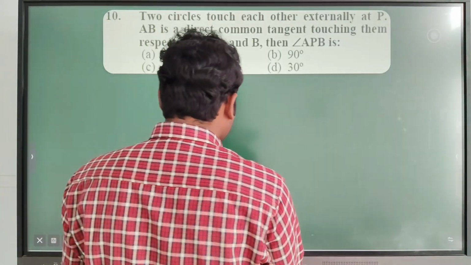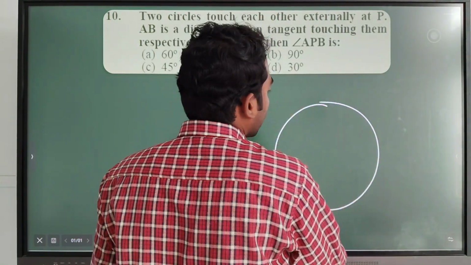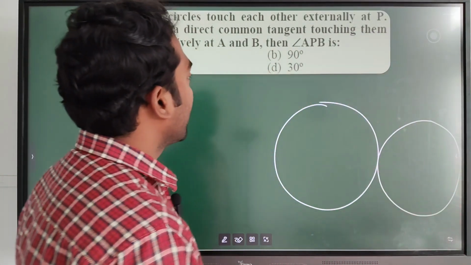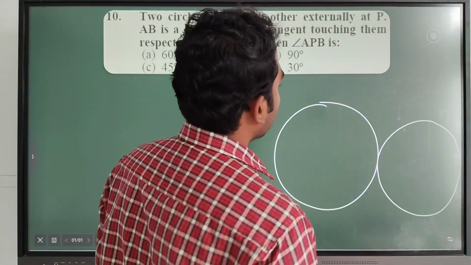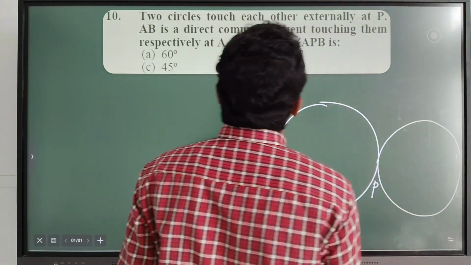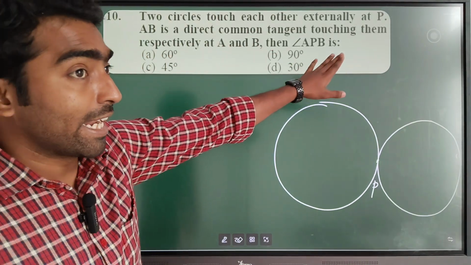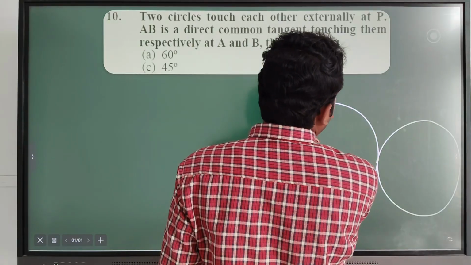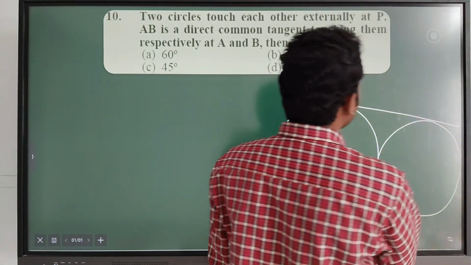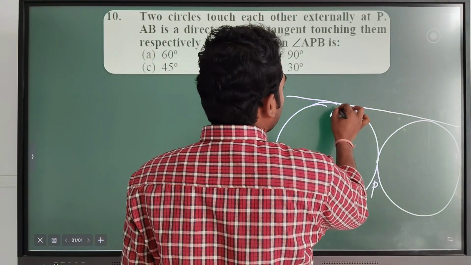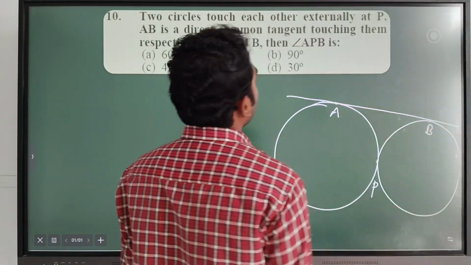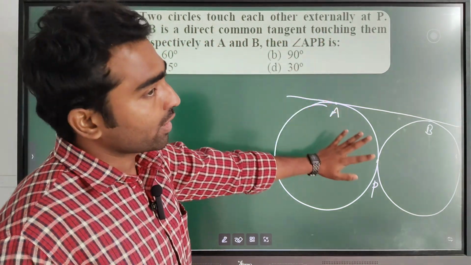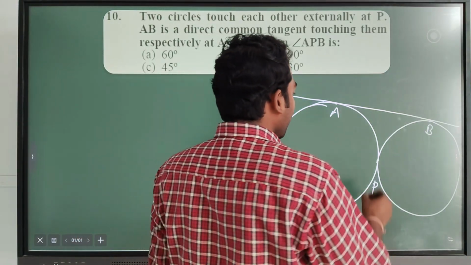So let us suppose we have two circles like this touching at any point P. Two circles touch each other externally at P. This will be P. AB is a direct common tangent. Direct common tangent means the tangent of both the circles like this. This is the tangent, and this point is A and this point is B. AB is a direct common tangent touching them respectively at A and B. Now then angle APB. Angle APB means this one.